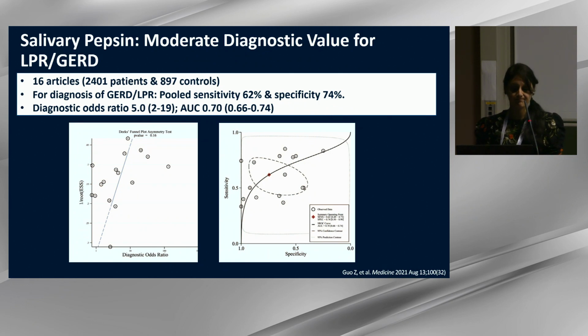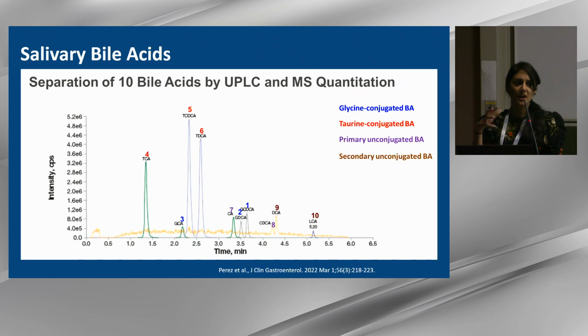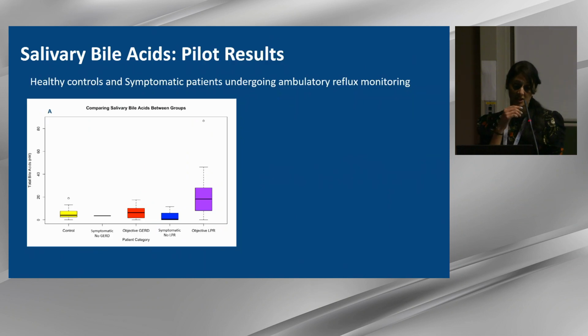16 articles. There's not as much work that's been done in bile acids, but there are some labs that are actively looking at it right now. And there is a method to use mass spec and separate out conjugated and unconjugated bile acids in the saliva. So this is just some pilot data, but interesting.